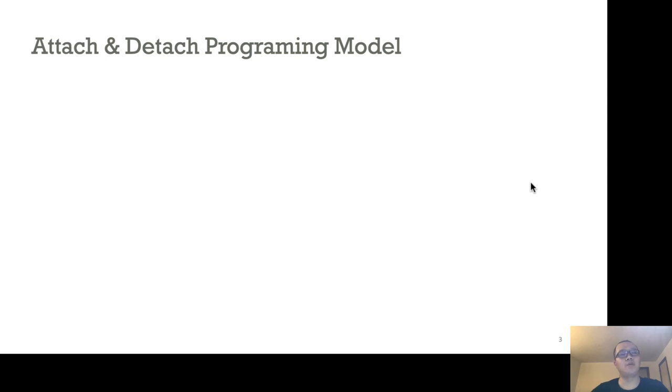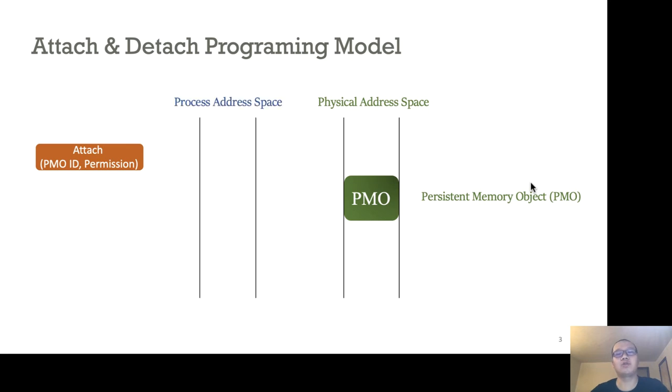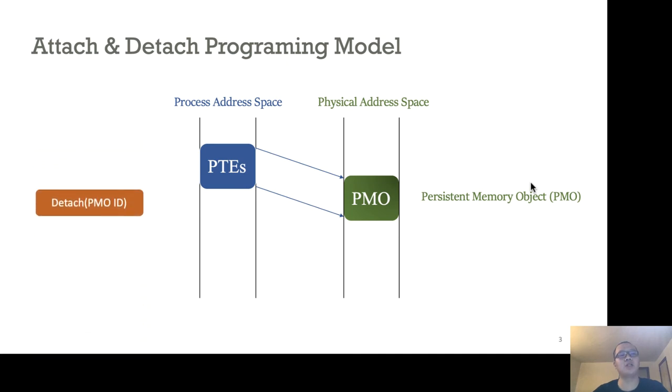And the typical program model for persistent memory is called the attach and detach program model. The persistent memory is organized as PMOs, and they are stored in the physical address space. The attach system call will memory map the PMO to the process address space by initializing the needed PTEs. Then the process can access this PMO as normal data, and the detach system call will remove those PTEs, and the process can no longer access this PMO.